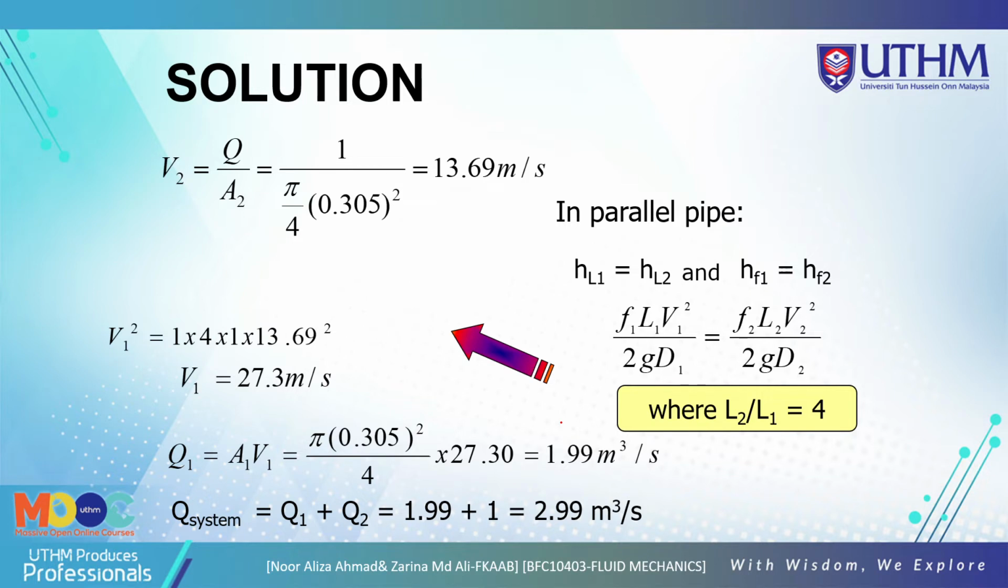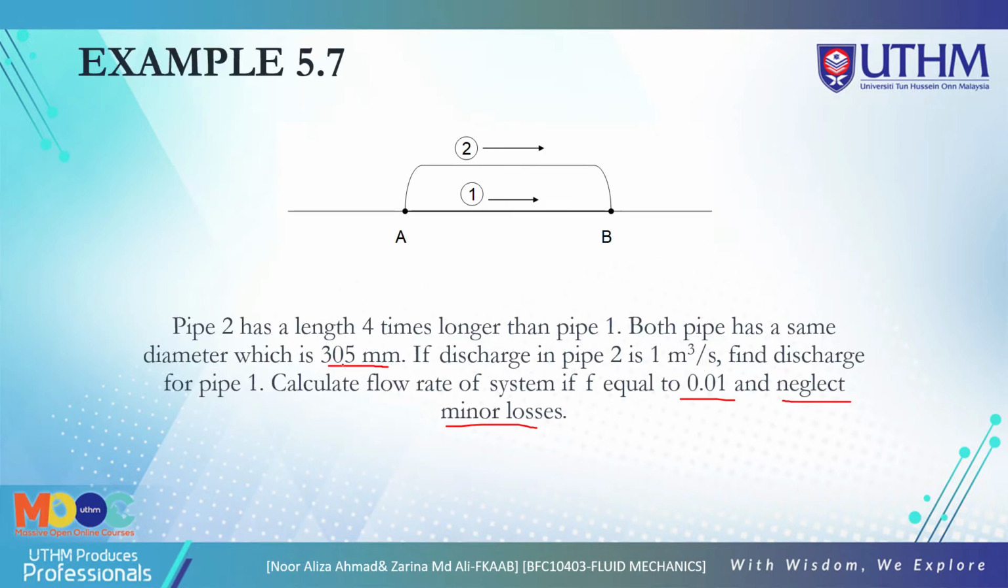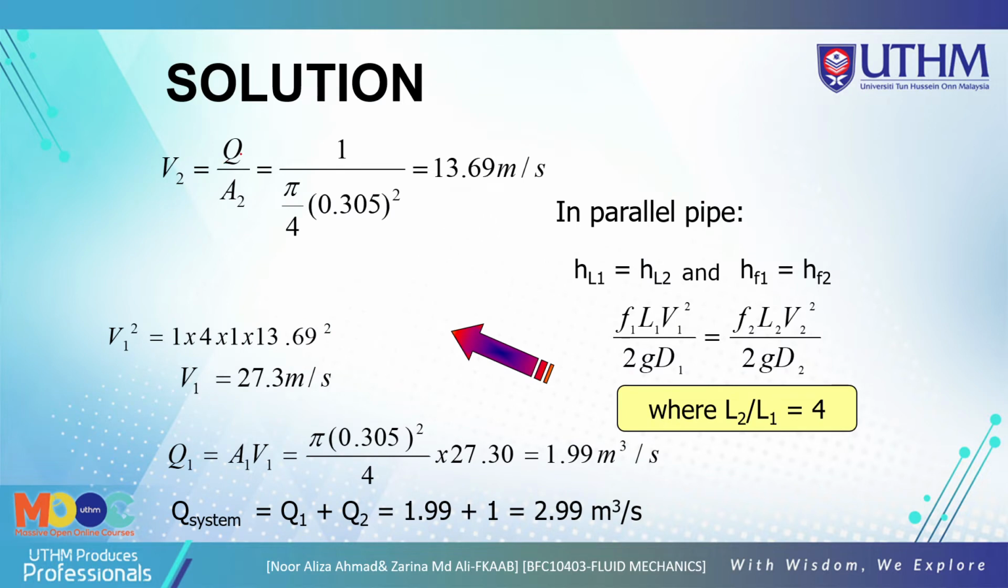Now the solution. You first find the velocity. They give you the discharge for pipe 2, which is 1 cubic meter per second. That's why you must find the velocity, because the Q in pipe 2 is given as 1 here.